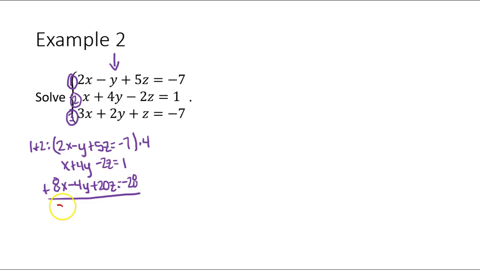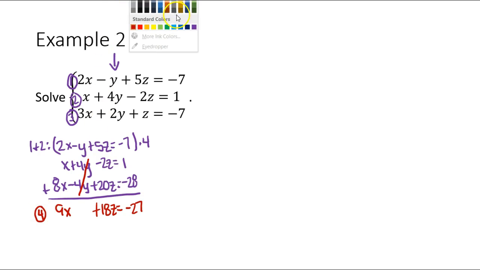X plus 8x is going to give me 9x. The y's are going to cancel. We wanted that. Negative 2z plus 20z, that's going to give me 18z's. And over here, 1 minus 28 is going to give me 27. All right, I'm going to call this equation 4. And we're going to come back to that in just a minute.